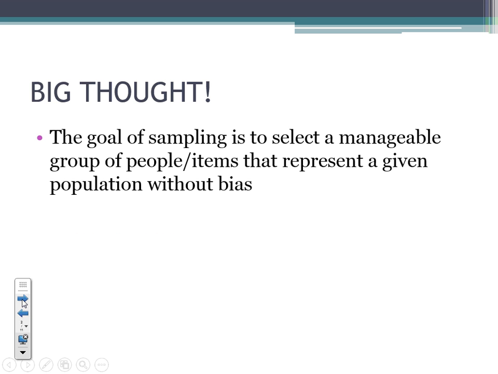Well, first off, the big thought that we need to understand as we get into this idea of designing studies is the idea of sampling. And it's really important to understand up front that the goal of sampling is to collect a manageable group of people or items that represent a given population without bias. And there's a lot in that definition that you're going to see us talk about today. We're going to talk about this idea of sampling, this idea of a manageable group, the idea of population, and the idea of bias.